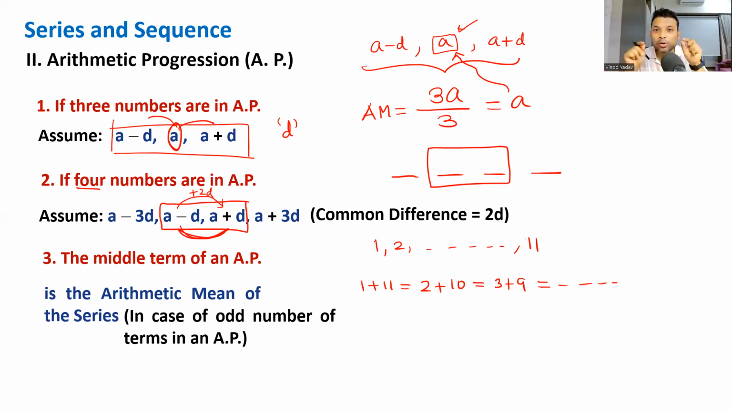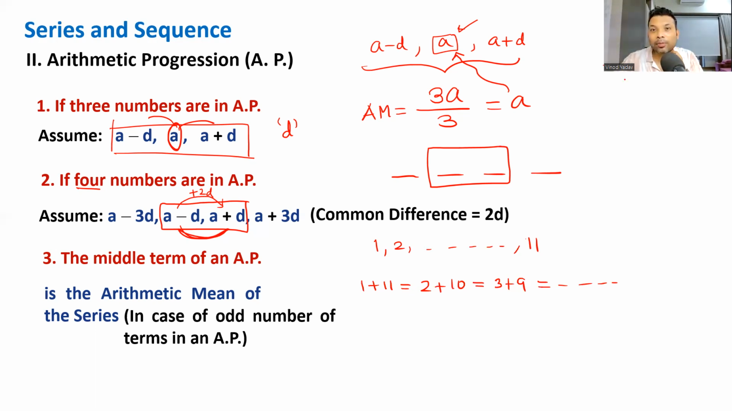So if you take the two terms which are equidistant from both the ends, their sum will be the same, nothing but the sum of the first term and the last term. So A plus last term Tn, this sum will be present throughout the AP in pairs, where you have chosen the terms symmetrically from both the ends.